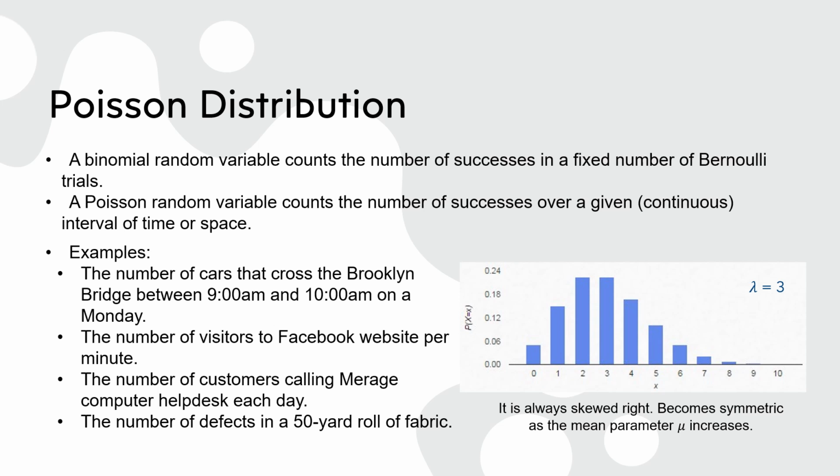In contrast, a Poisson random variable counts the number of occurrences of an event in a continuous interval of time, space, or volume. The events must occur randomly, independently, and at a constant average rate of lambda. Unlike binomial random variables, Poisson does not require a fixed number of trials. Examples include counting cars crossing a bridge in an hour, customer calls received at a help desk per day, or defects in a fabric roll.